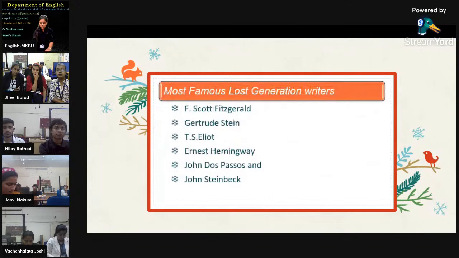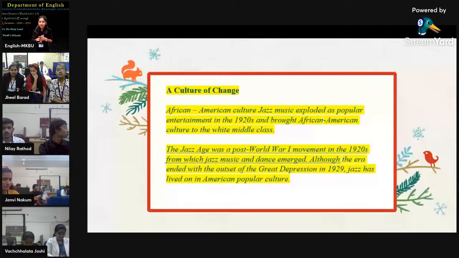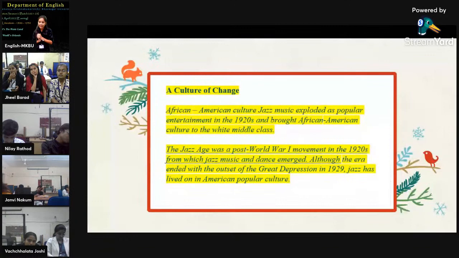At that time, African American culture had come, a culture of change. African American jazz music emerged as a popular entertainment in the 1920s, spreading from African American culture to the white middle class. At that time, white and black people also collaborated at lavish parties and sang songs. The Jazz Age was a post-World War I movement, from which jazz music and dance emerged. The era ended with the outbreak of the Great Depression in 1929.